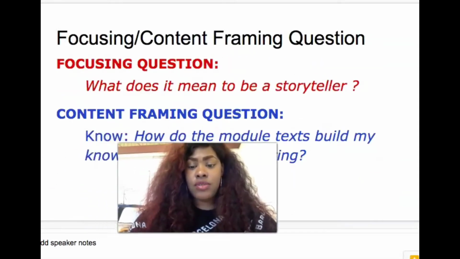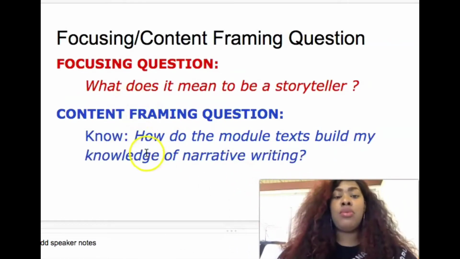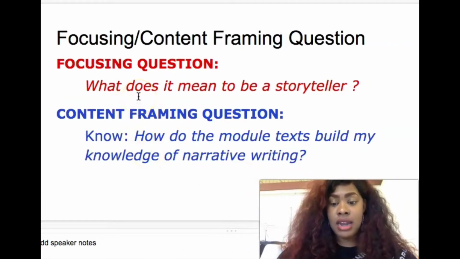So let's have a look at our focusing and our content framing question. Remember, these questions always guide our learning as we go throughout the process. Our focusing question is, what does it mean to be a storyteller? And our content framing question is, in our know stage, how do the module's texts build my knowledge of narrative writing?